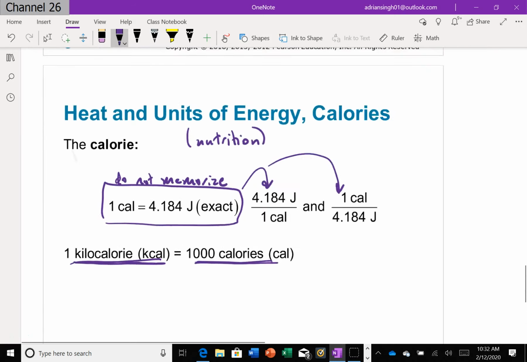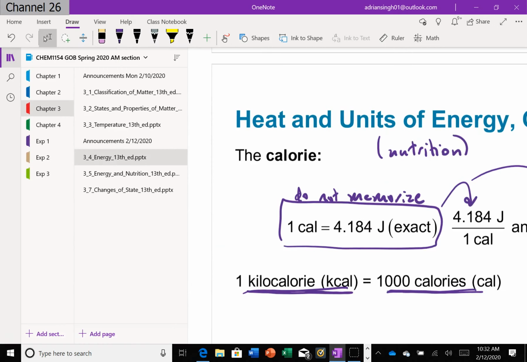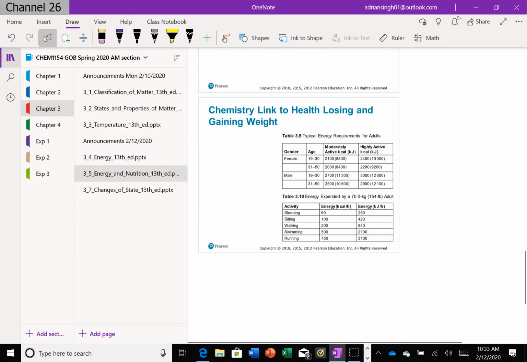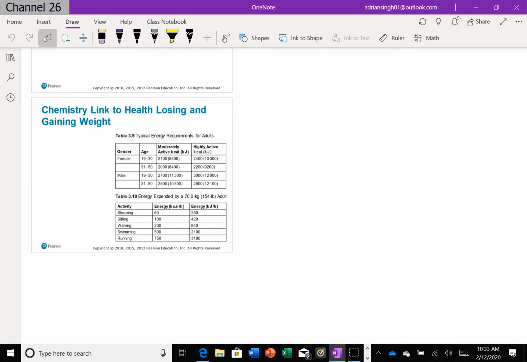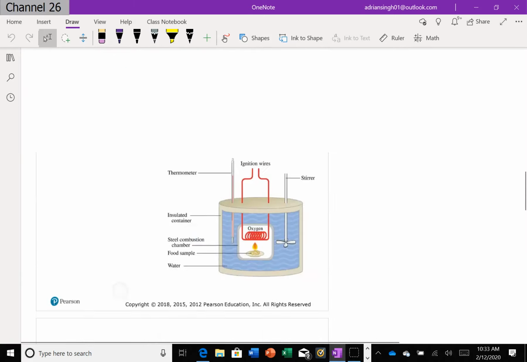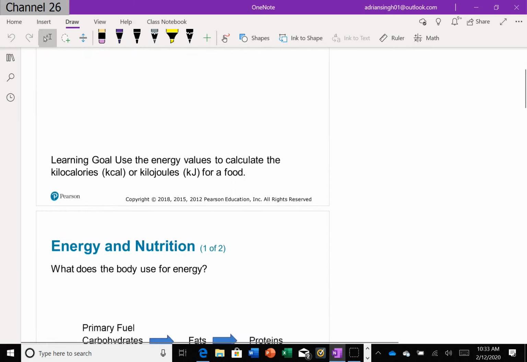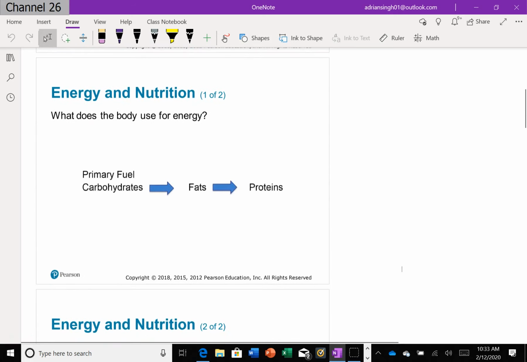And then the next section we're going to take a look at is going to focus on where we're going to use some of that energy in the food that we eat or drink. All right, questions so far on our brief intro into the world of energy?